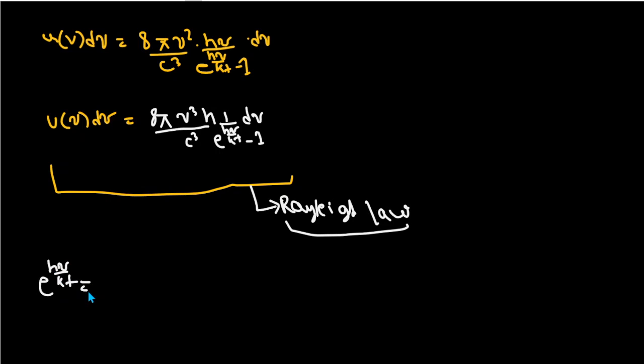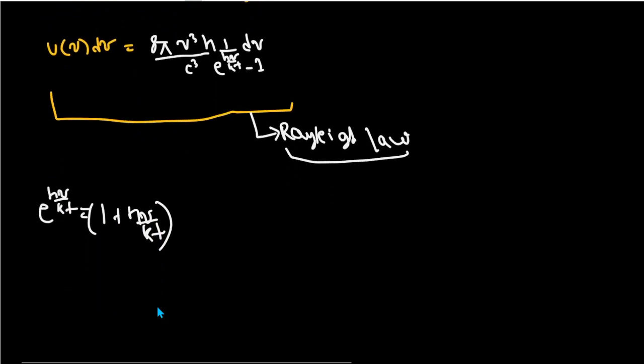If you remember the exponential series, e to the power x can be written as a series, which for this case is 1 plus h nu upon kT. I'm not taking any more terms because the Rayleigh-Jeans law is for the low frequency. So for the low frequency, only the first term is required, not the other terms of the expansion of e to the power x, or whatever your quantity is. So if I substitute e to the power h nu upon kT as 1 plus h nu upon kT for low frequency, see how it transforms into the Rayleigh-Jeans law. Just plug in the value, and we will get the Rayleigh-Jeans law.